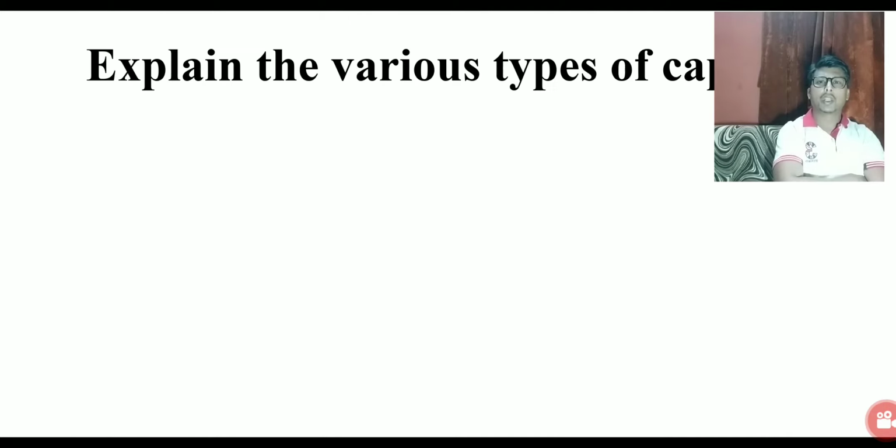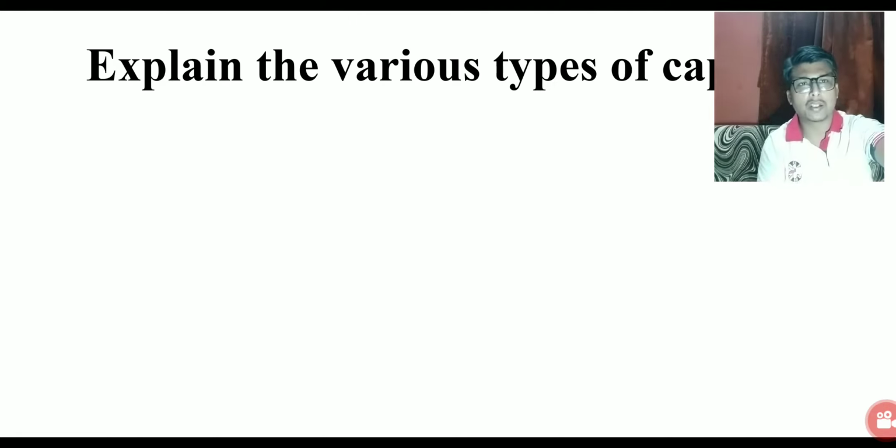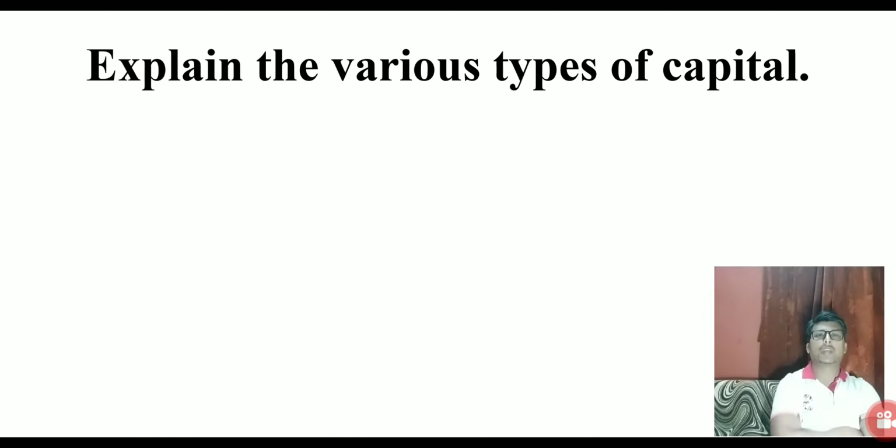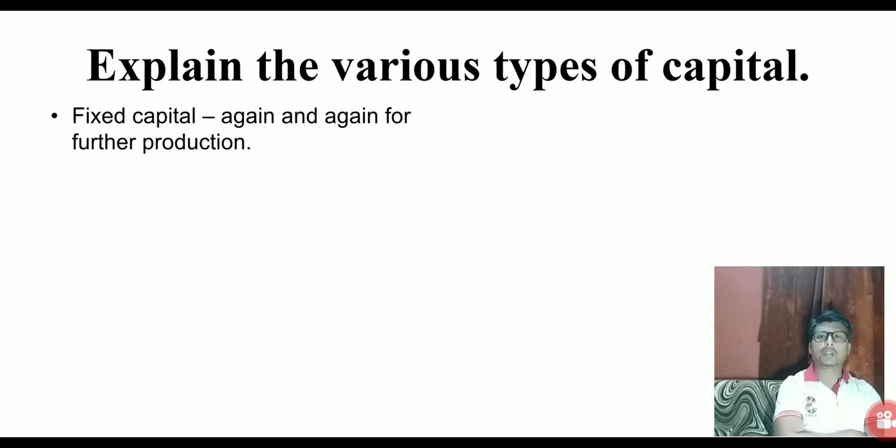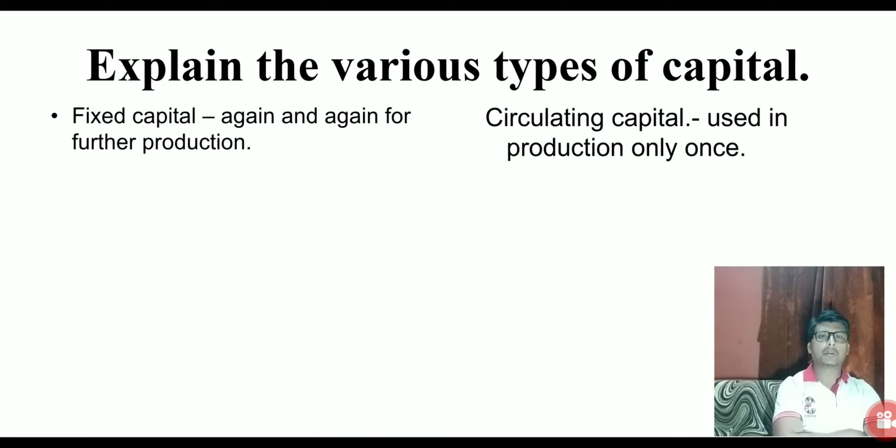All right. Now let's go to the next question: what are the various types of capital? Various types of capital, first is the fixed capital and the circulating capital. Fixed capital means that which is used again and again for further production, which is continuously used again and again for production. And circulating capital are those capital which, once used, replenishes. It cannot be reused in further production.